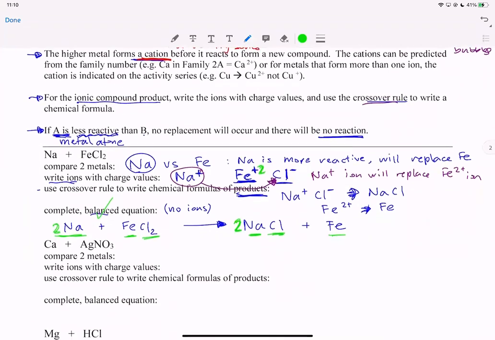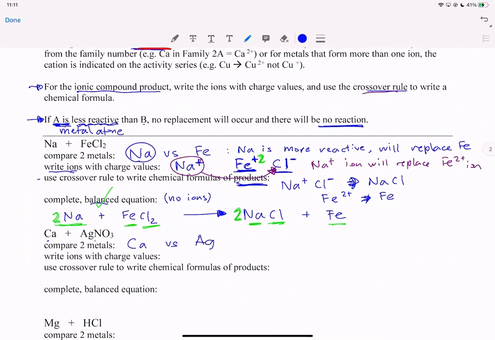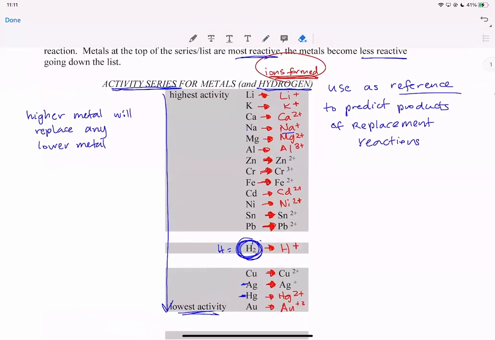So let's try this next one, and doing examples is our way through this. You are given a metal alone and an ionic compound, and you want to compare those two metals. There's calcium in there and also Ag, that's silver. So go back up to the activity series and compare those two metals. Where's calcium and where's silver? Here's calcium up here, and here's silver way down here. So calcium is more reactive.